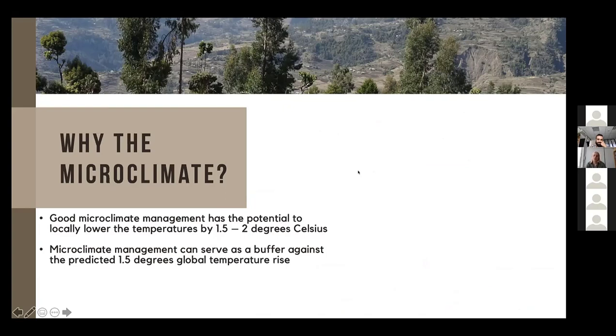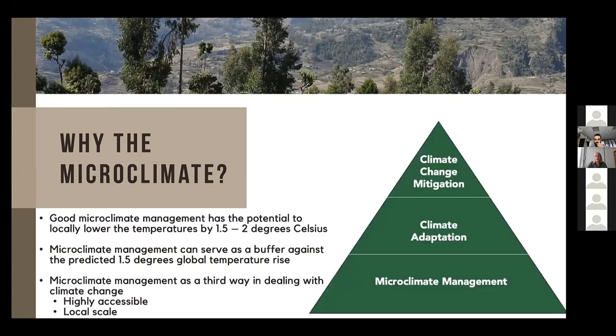Research, which will be elaborated on later, showed that good microclimate management has the potential to locally lower the temperatures by 1.5 to 2 degrees Celsius. So this shows that microclimate can serve as a buffer against the predicted 1.5 degrees in global temperature rise. This is why we really see microclimate management as a third way in dealing with climate change, next to climate adaptation and climate change mitigation. We also really see the potential of microclimate management, as this is highly accessible and can be done on a super local scale.